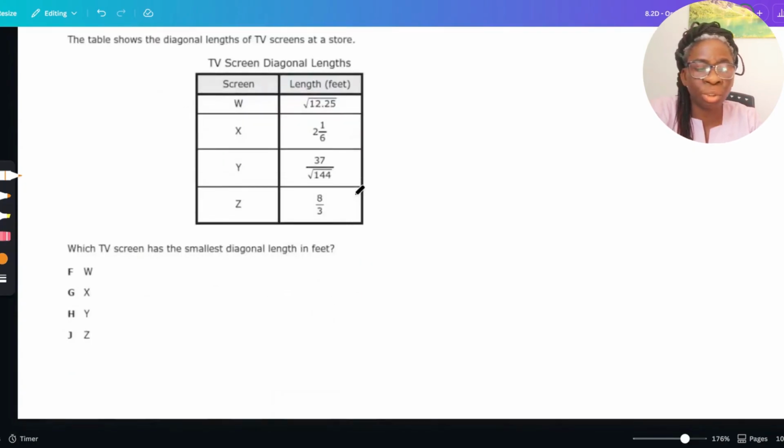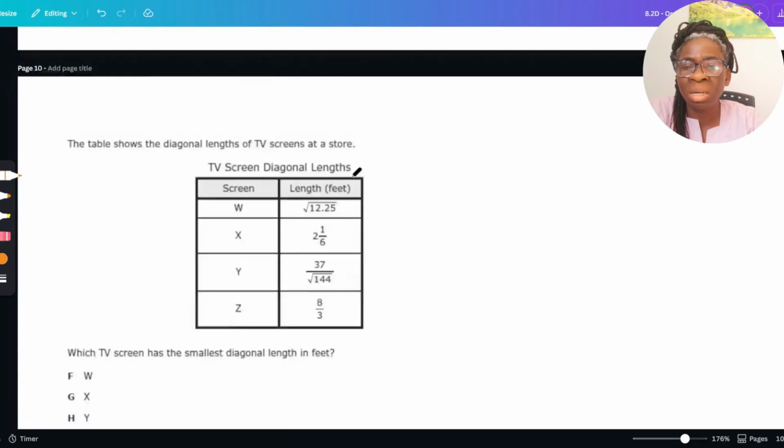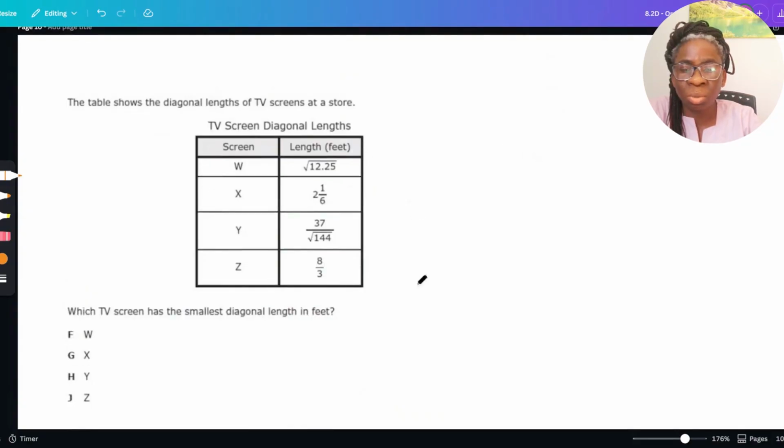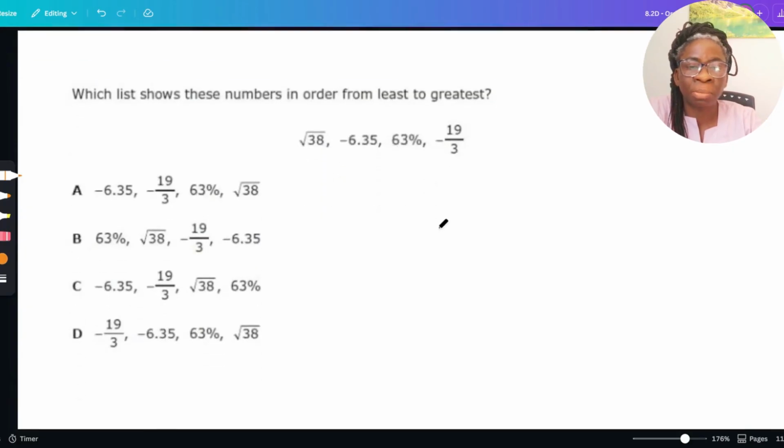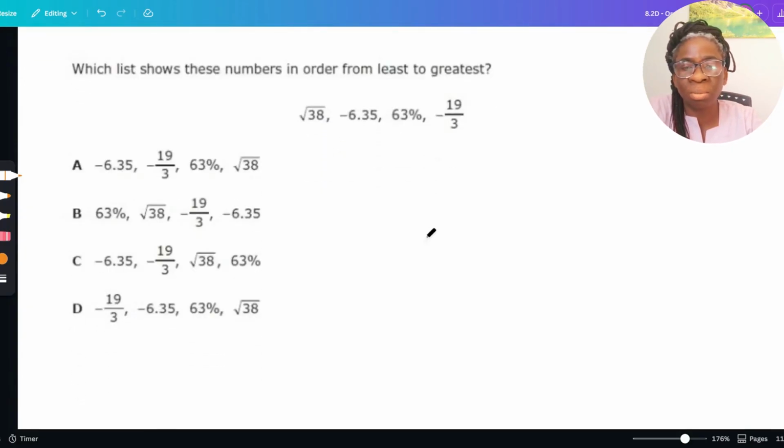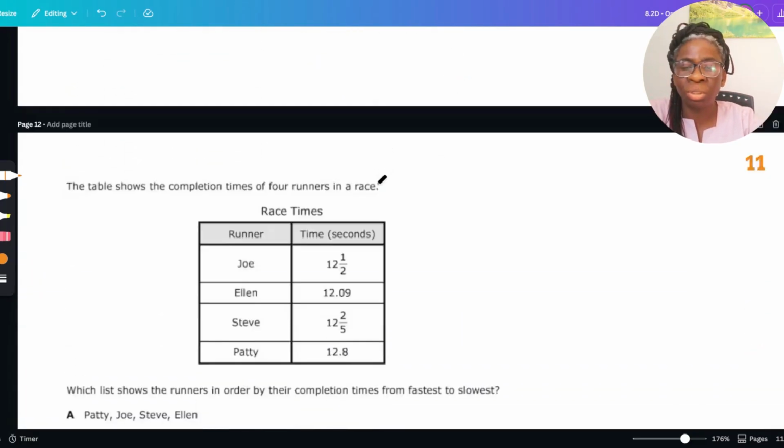So now the table shows the diagonal length of TV screens at a store. Which TV screen has the smallest diagonal? So just as we did here, calculate these ones, put everything in decimal, and choose the one with the smallest diagonal. Now, which list shows these numbers in order from least to greatest? Convert everything to decimal, and don't forget this one has a negative. Pay attention to the negative signs and choose the answer.